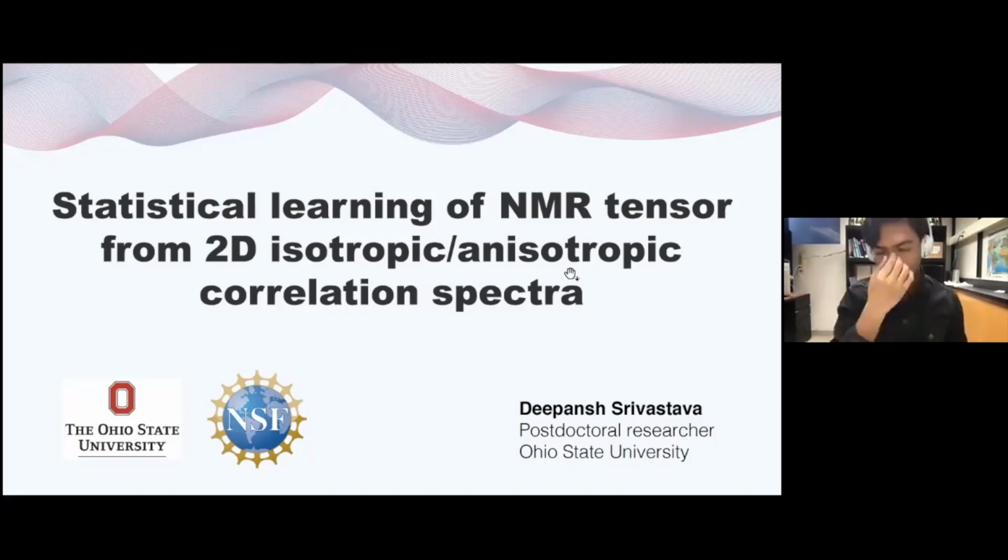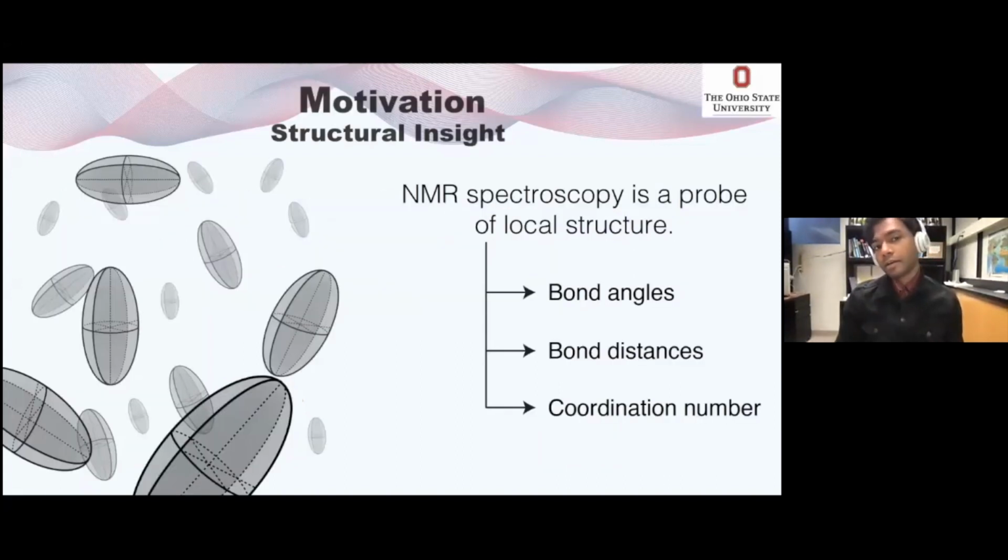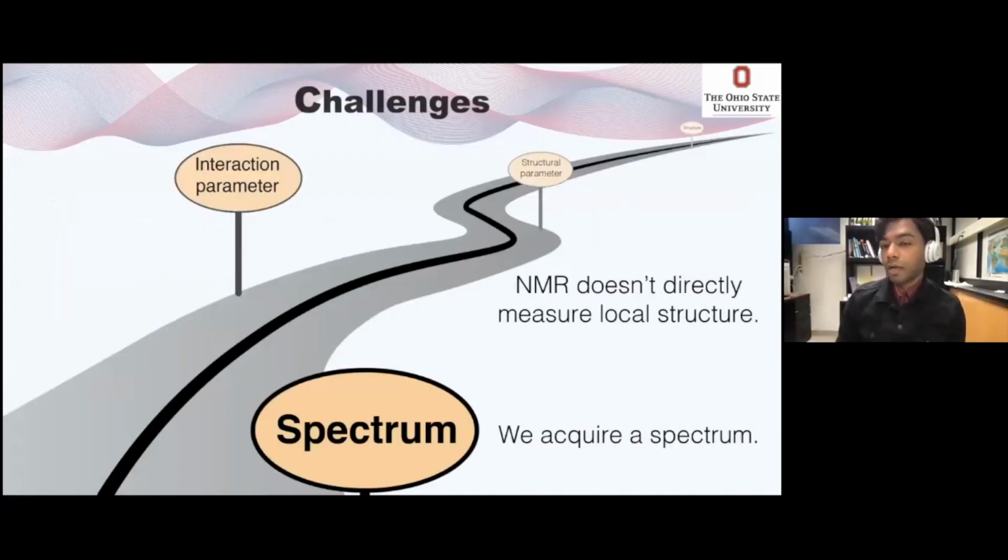Today, I'll be presenting a talk on one of our recent works, which is statistical learning of NMR tensor parameters from 2D isotropic and anisotropic correlation spectra. So we all know that NMR is a probe of local structure, and by local structure, I mean bond angle, bond distance, coordination number. But when we do NMR spectroscopy, all we end up with is a spectrum, which lies all the way at the start of our journey.